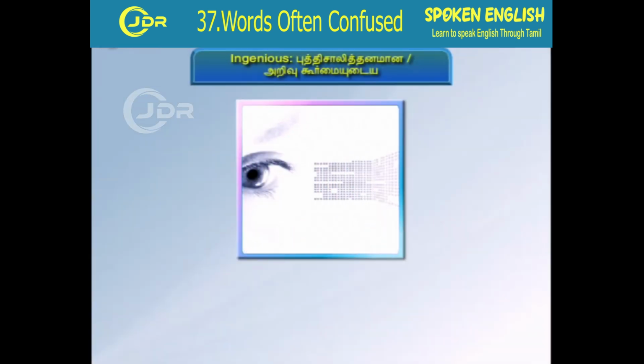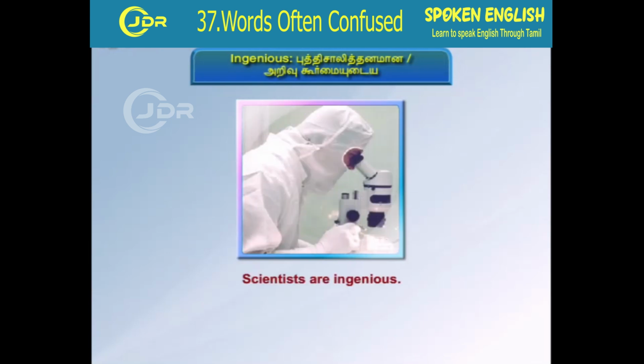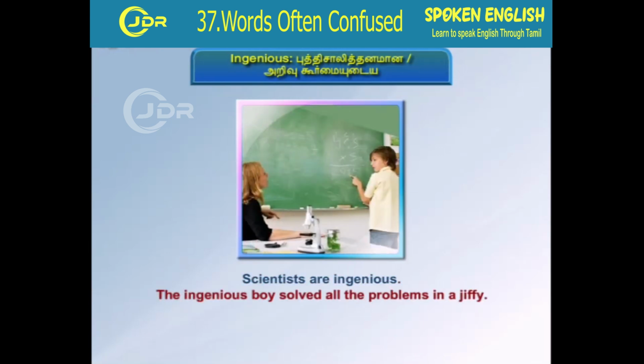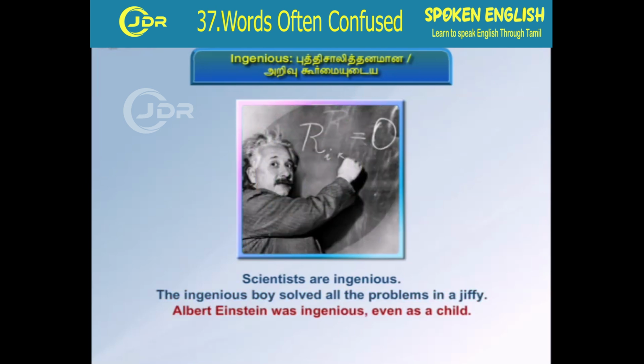Ingenious. Scientists are ingenious. The ingenious boy solved all the problems in a jiffy. Albert Einstein was ingenious even as a child.